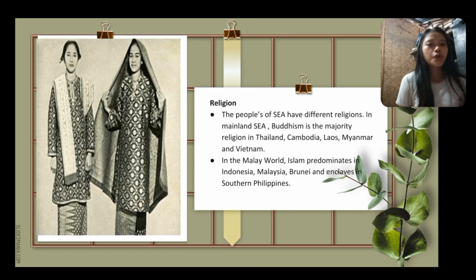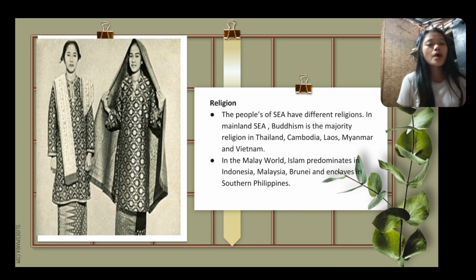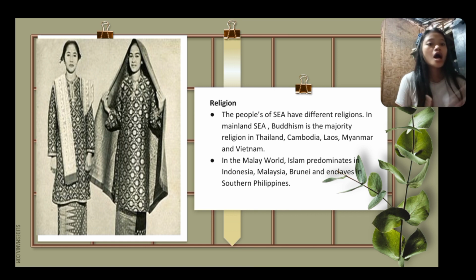Now let's move on to religion. The peoples of Southeast Asia, or SEA, have different religions. In mainland SEA, Buddhism is the majority religion in Thailand, Cambodia, Laos, Myanmar, and Vietnam. In the Malay world, Islam predominates in Indonesia, Malaysia, Brunei, and enclaves in southern Philippines.